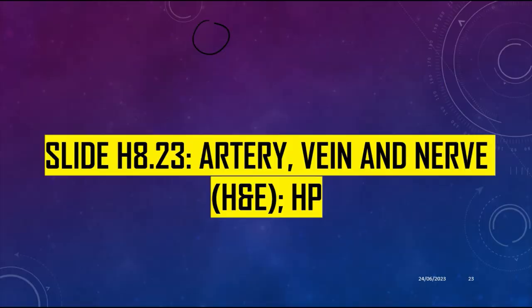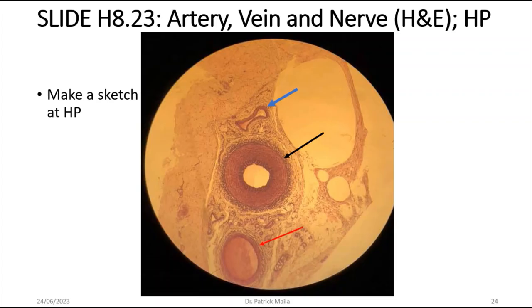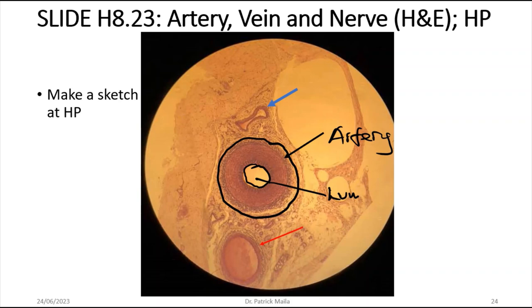Now let's look at the artery, the vein, and the nerve. We're just trying to see how you identify and how you differentiate these three. So you've seen this structure here, this is the artery. How do you know that this is the artery? Look at this. So this is the lumen number one. It has the lumen, and then it has this part here, which is the tunica intima.